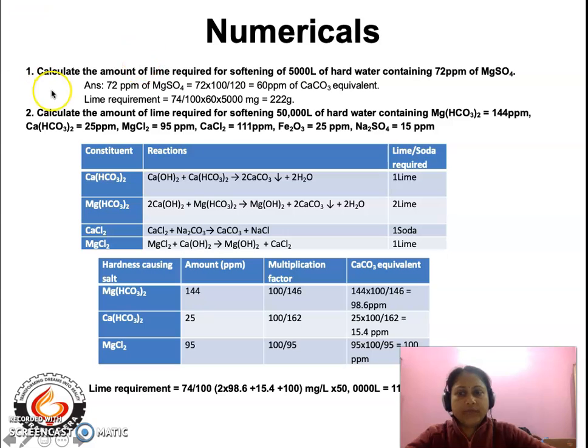The first numerical based on the lime soda process is: calculate the amount of lime required for softening of 5000 liter of hard water containing 72 ppm of magnesium sulfate.